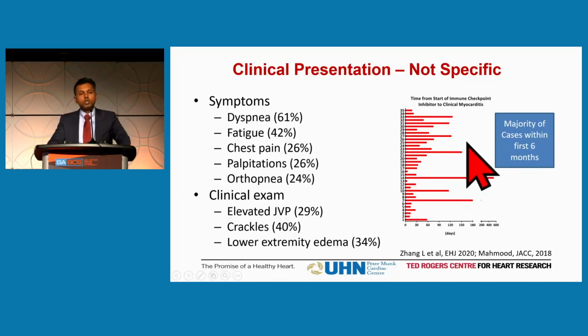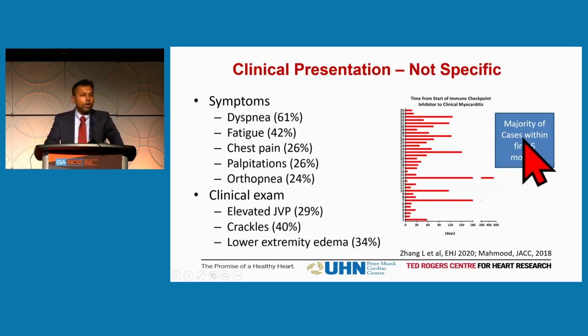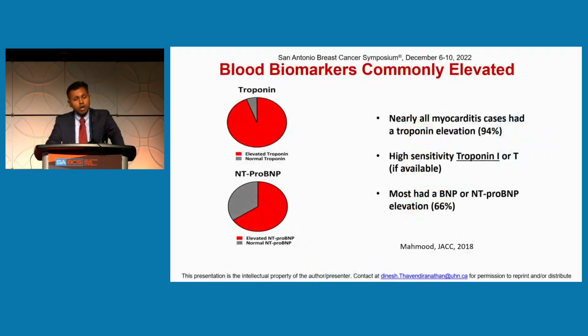The clinical suspicion should also depend on the fact that the majority of patients who develop myocarditis, it occurs within the first 6 months, and in fact within the first few cycles of ICI therapy. The marker that's been the most useful in identifying myocarditis is troponin, and particularly high sensitivity troponin, and troponin I is more specific, whereas troponin T is likely more sensitive. So if available, we prefer to use high sensitivity troponin I.